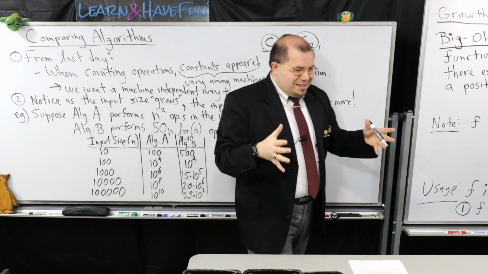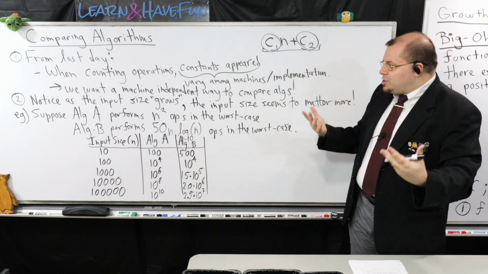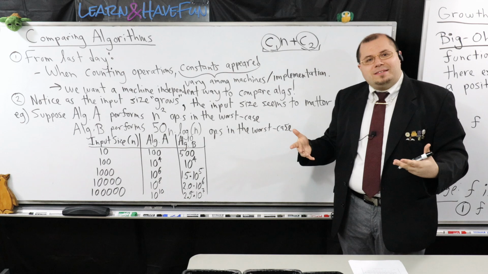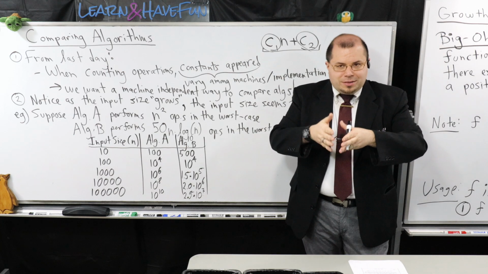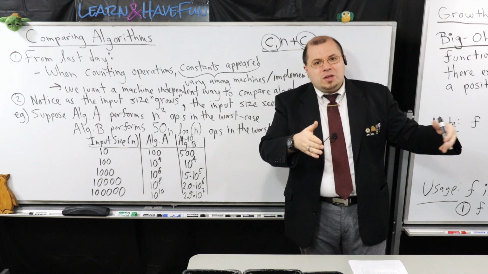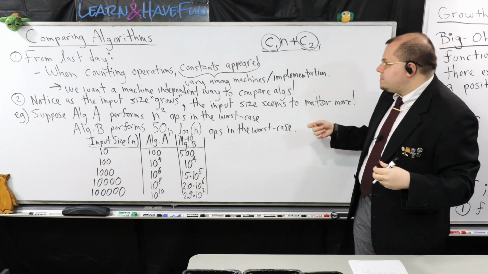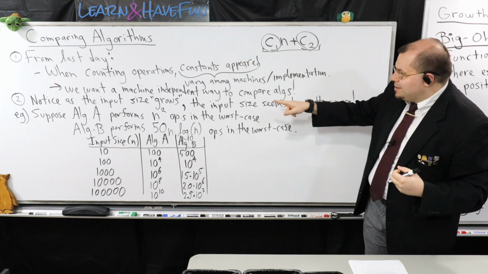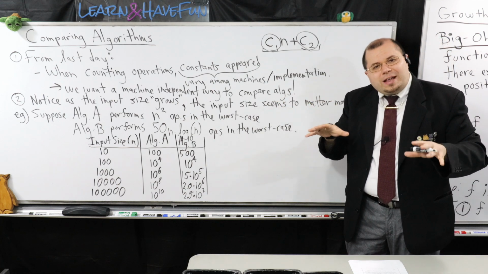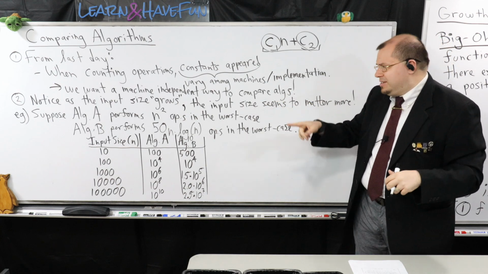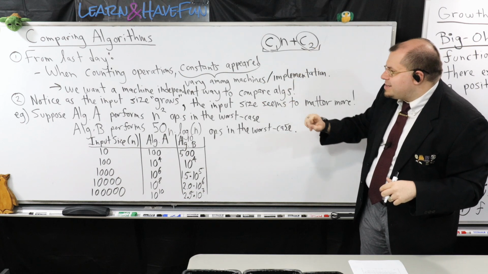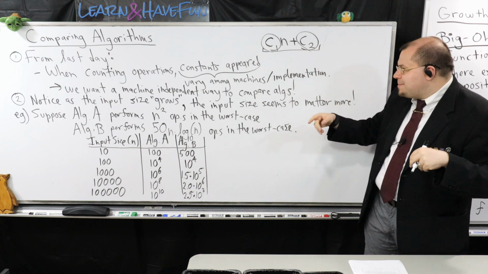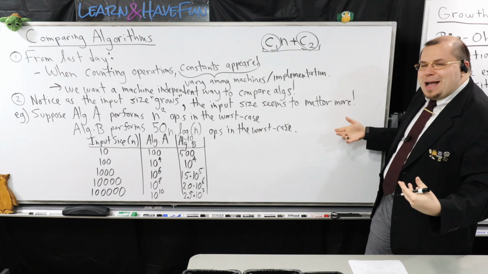So I wanted to illustrate this point, and it's a very intuitive one. Some people will describe this as, we want to know how well the algorithm scales with respect to the input. So this is another way you can think about another phenomenon. The way I'm going to motivate this is there's two pieces here. There's these constants, but also notice as the input size grows, the input size seems to matter more.